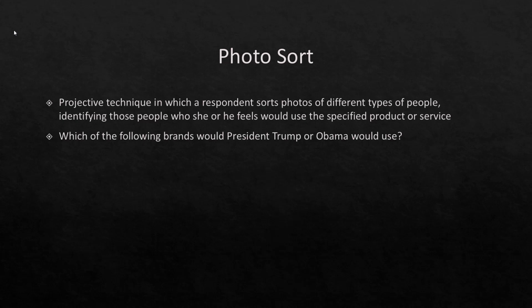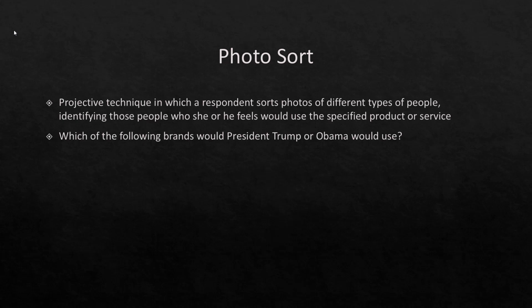So we have three different brands, and all those photos of people, with different classes and different looks, get sorted into three categories, because each personality type is associated with a particular brand. For example, you can do an exercise yourself: which of the following brands would President Obama or President Trump use? You can have the car and the beer. What kind of beer would Obama or Trump drink? What kind of car, what kind of watch? It doesn't have to be real. It's just what respondents would think they would use.